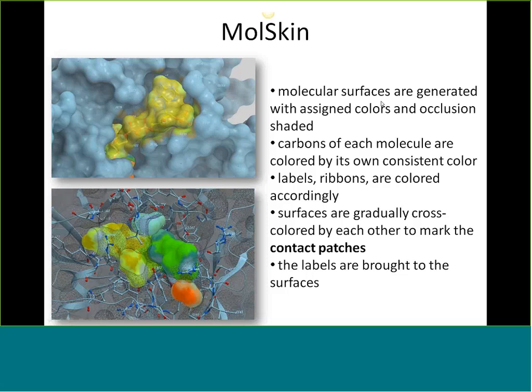Carbons of each molecule are coloured by its own consistent colour. Labels and ribbons are coloured accordingly. But the key thing is really the contact patches. So it automatically colours the patches where there's contact between two molecules. And also the labels are brought to the surface so you can see them.